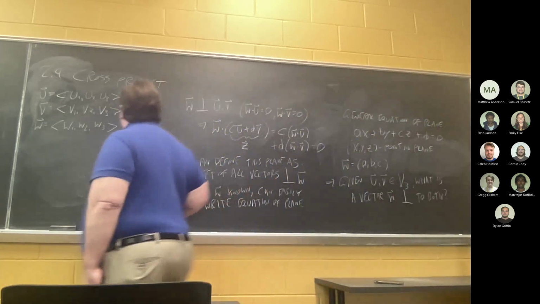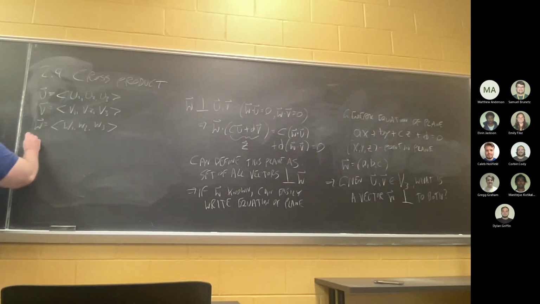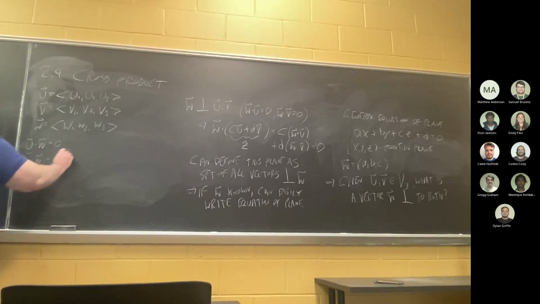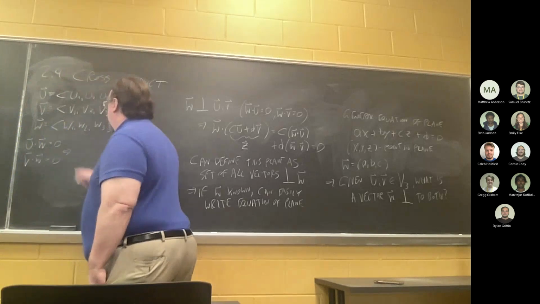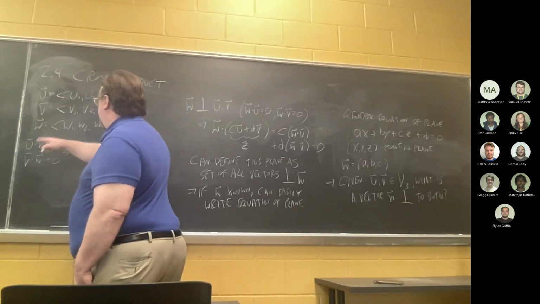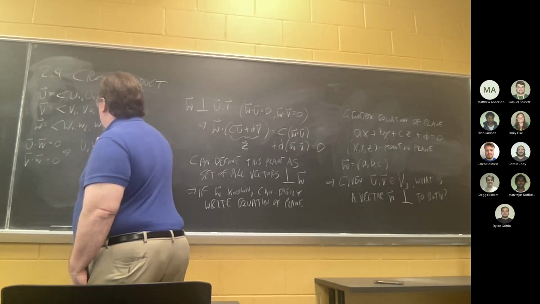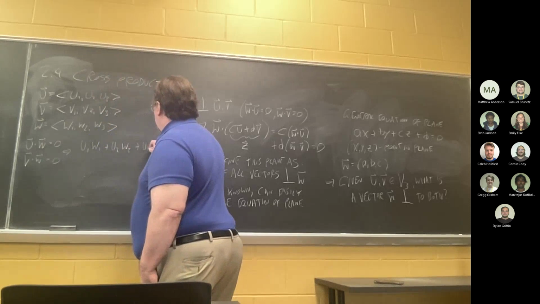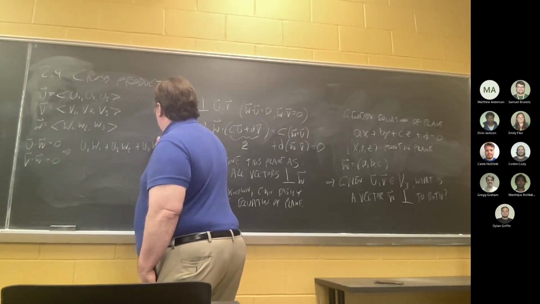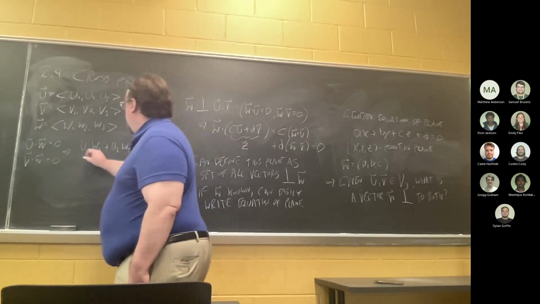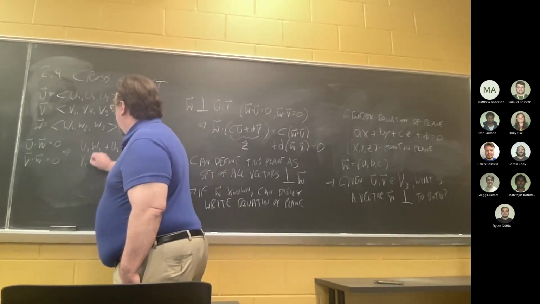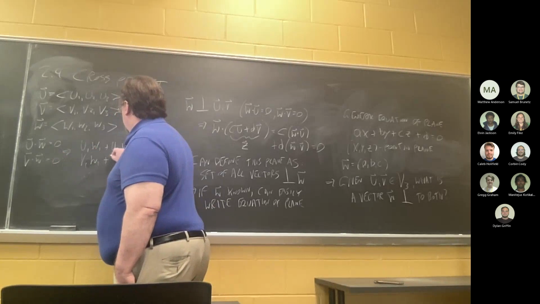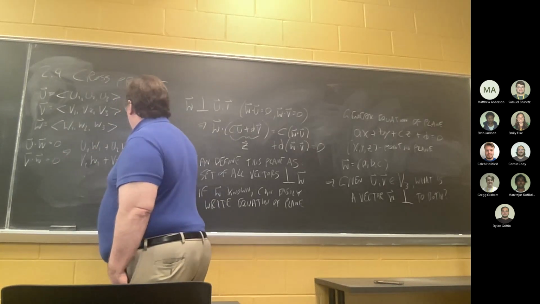And now I bring back these two equations. U dot W must equal 0. V dot W must equal 0. So the first one, I write using the definition of dot product. We multiply corresponding components and add them up. And this must be 0. Same thing for V dot W, which must also be 0.